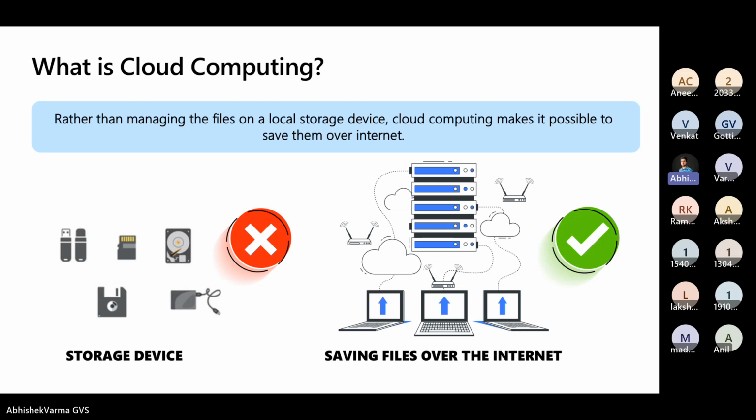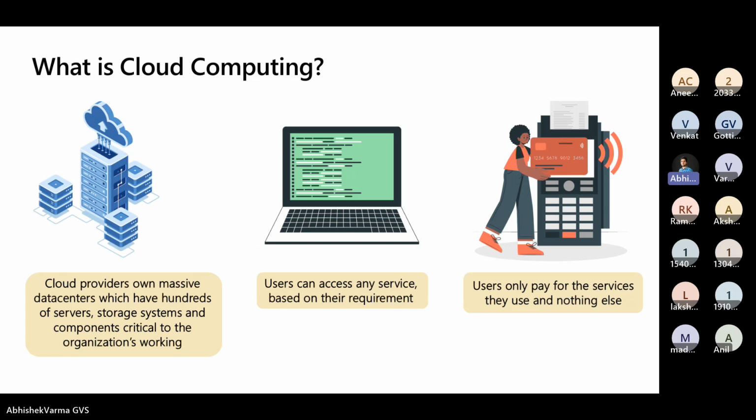Whereas in cloud computing, you can use advanced systems like FIFO, first in first out queues, to store the application downtime writes and reads and apply them to the database. This will improve your application efficiency a little bit rather than on premises. Cloud providers own massive data centers which have hundreds of servers, storage systems, and components critical to organizations, and they are all interconnected. Users can access any service based on their requirement. Users only pay for what they need.